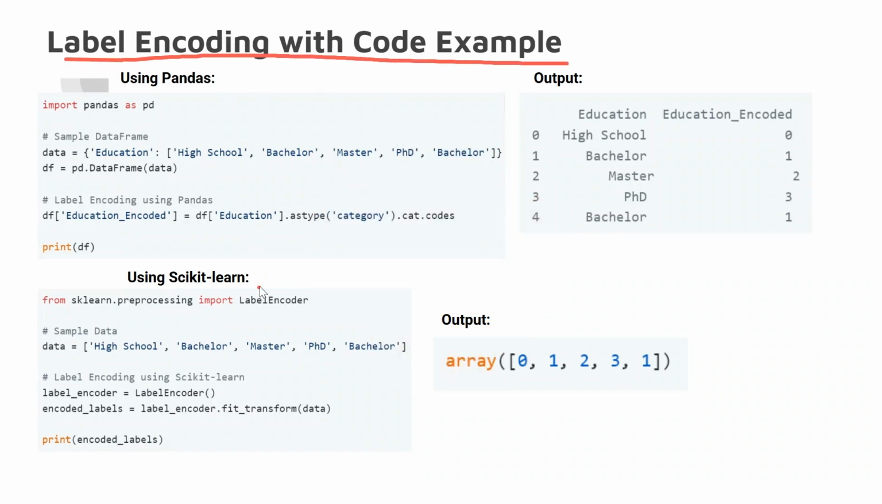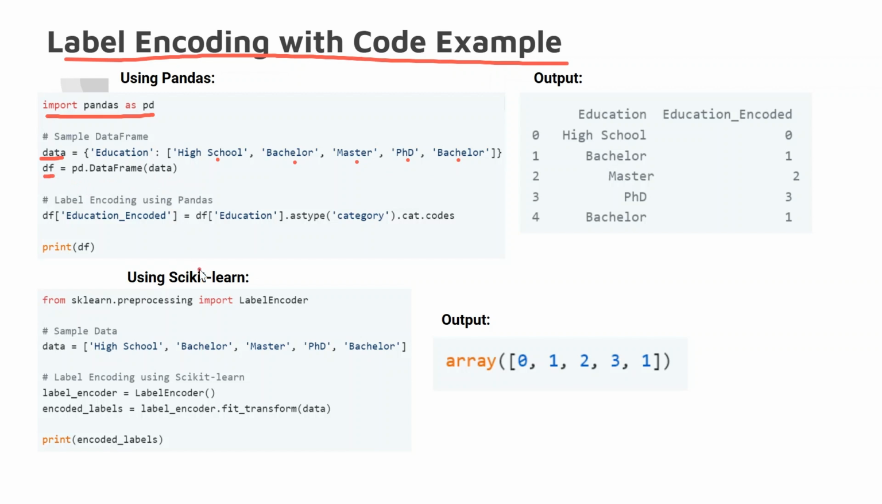Let's start with pandas. First, we import the pandas library, which helps us work with tables of data called data frames. Import pandas as pd. Next we create some sample data. This data has an education column with different education levels: high school, bachelor, master, PhD, and bachelor. Here, df is our data frame with 5 rows of education data.